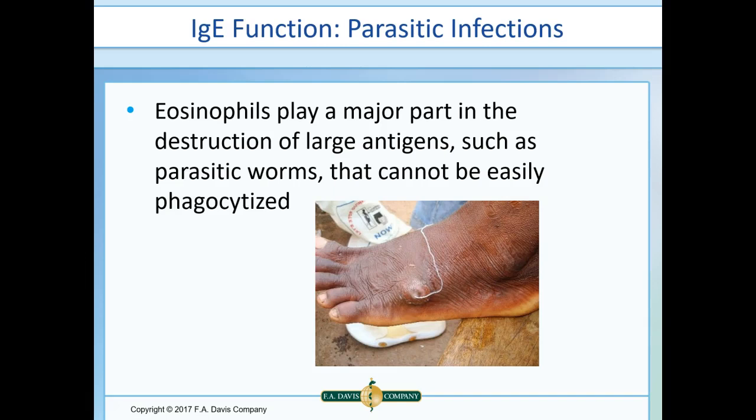Another IgE function is parasitic infections. Eosinophils will play a role in the destruction of large antigens such as parasitic worms that cannot be easily phagocytized. You can see this guy here with a worm coming out of his foot.